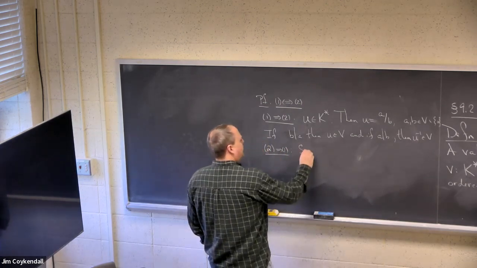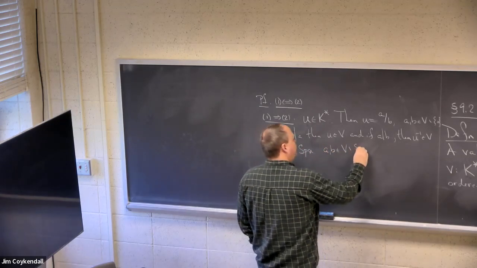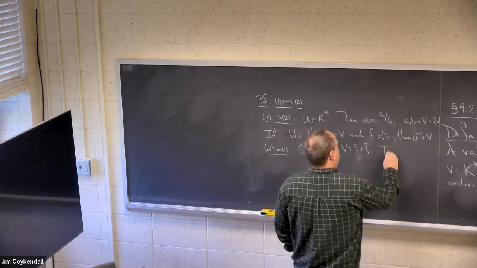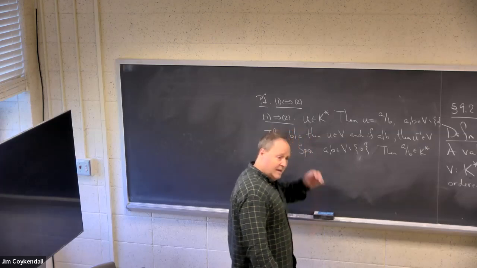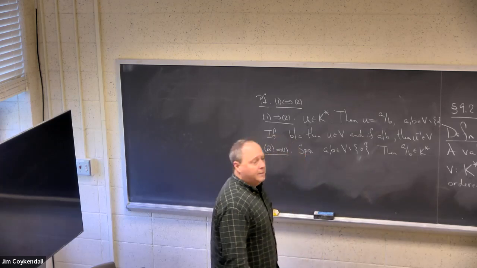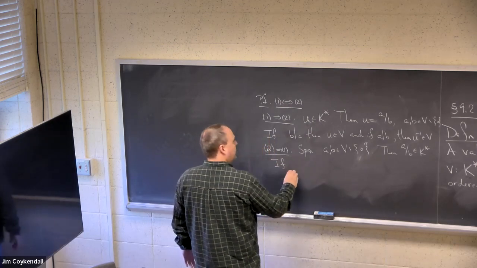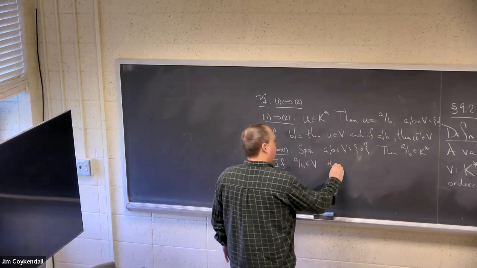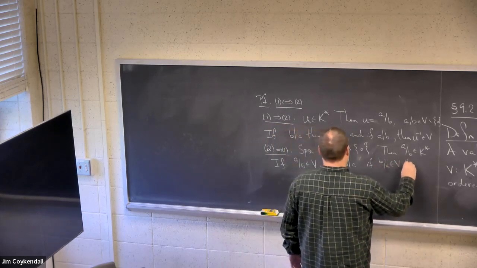Let's suppose A, B are elements that are not zero. A over B is in K star. Since both of these are non-zero, I can form this fraction A over B or B over A. But in particular, A over B is in K star. If A over B is in B, then B times A, and if B over A is in B.